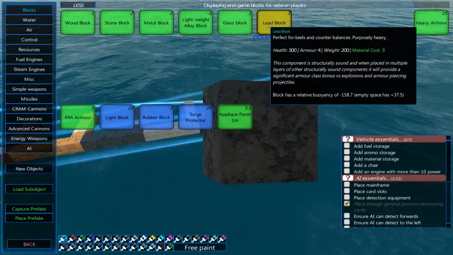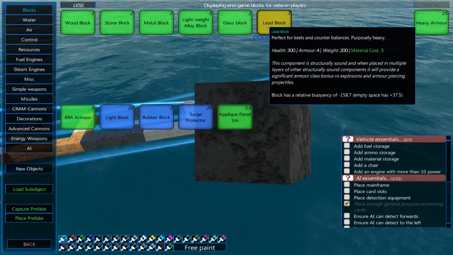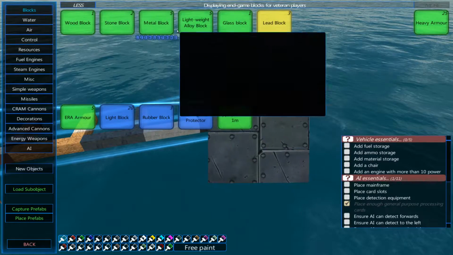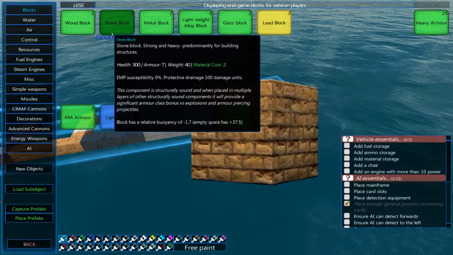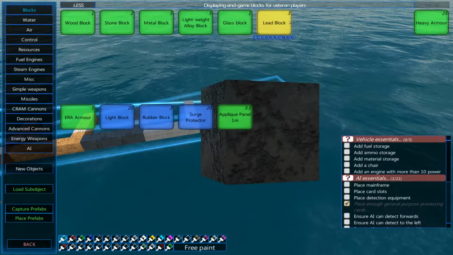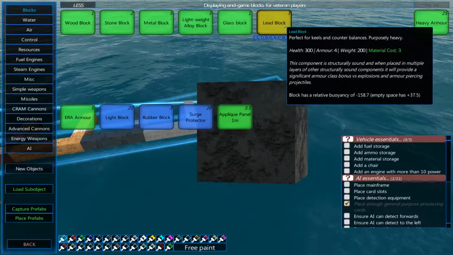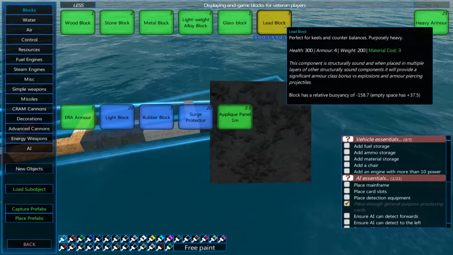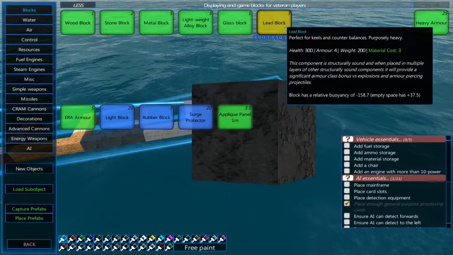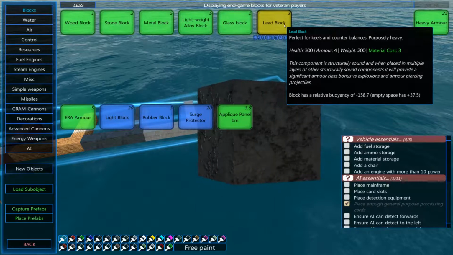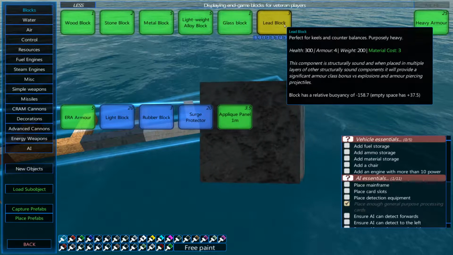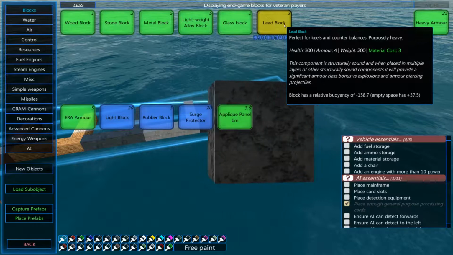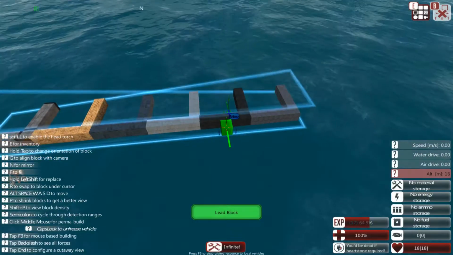Then we have lead, which is basically just a weight block: 300 health, 4 armor, and 200 weight. It's 5 times as heavy as stone and metal. It's used for nothing but weight, really, and it has a buoyancy of negative 158.7. It's a lot. It will weigh you down a lot, but it will make you really stable.